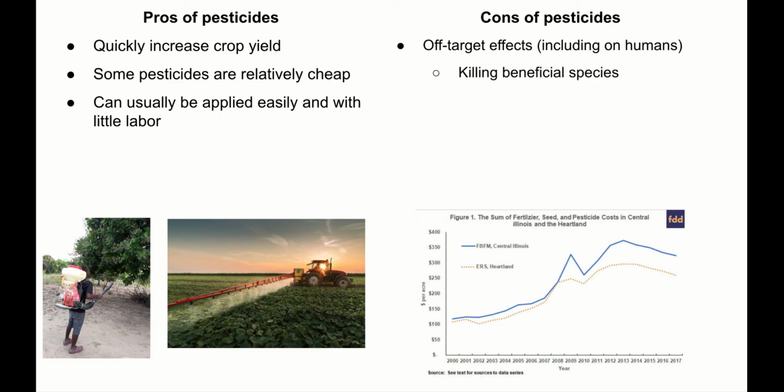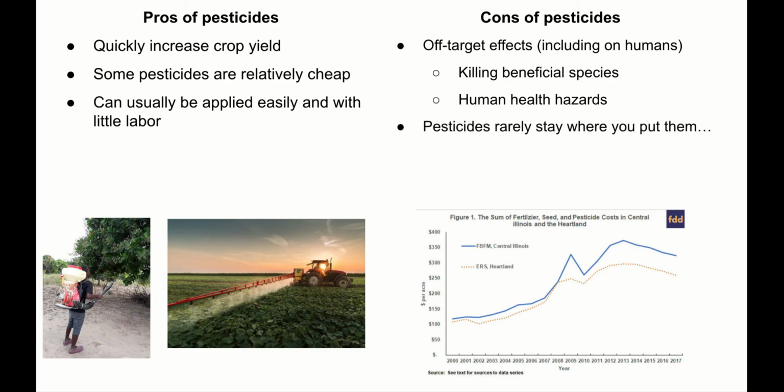So some off-target effects might include killing beneficial species. Maybe we kill off the insects that we don't want because they're eating our crops, but we also kill off the pollinators. And many pesticides have major human health hazards. Some pesticides are carcinogenic and can cause cancer. Some pesticides are neurotoxins and can cause nerve damage. There's a wide range of human health hazards. Some are just irritants. When you breathe them in, it'll irritate your eyes or your skin or your lungs.